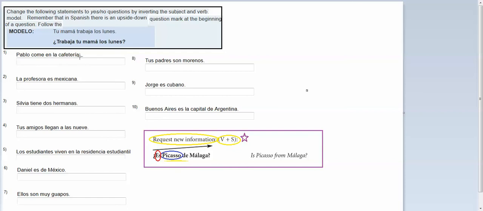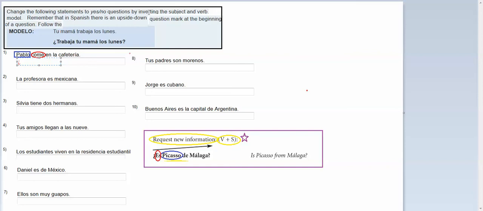So up here, Pablo come en la cafetería. Your verb is come, and your subject is Pablo. So if I want to turn this statement into a question, what I'm going to say is, I'm going to put an upside down question mark because that's how I start my questions.